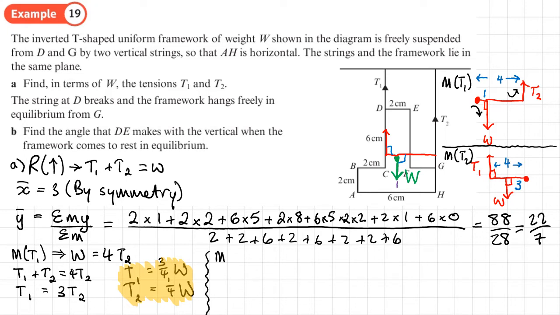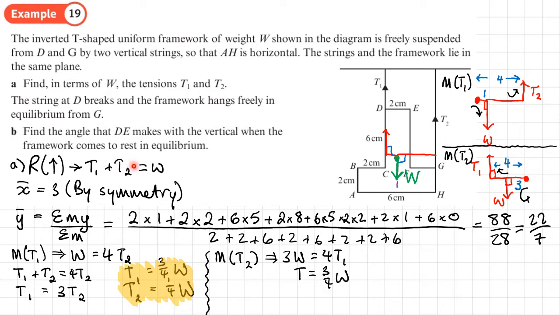So what I'm going to do now is basically check that I get the same solution if I use my moments equation about T2. Now my moments equation about T2, which is this one here, gives me 3W, which is my anti-clockwise moment, is going to equal 4T1, which is my clockwise moment. So 3W is equal to 4T1. So straight away from this, if I divide both sides by 4, I will get T1 is 3W divided by 4, which is 3/4 W.